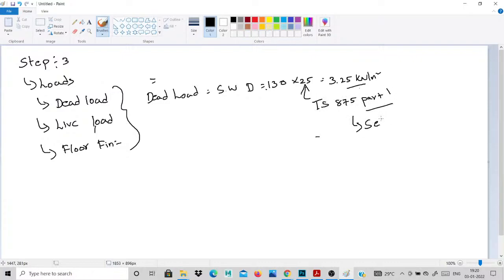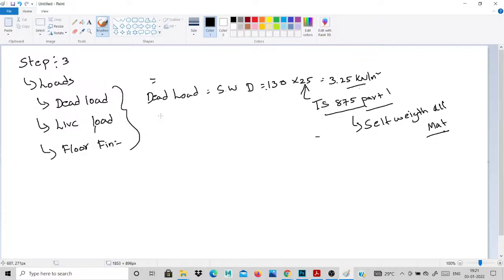This code book is for the self weight of all materials. Not only concrete, steel also. IS 875 part 1 is mainly the code book for self weight properties. All materials are available. You go for brick, RCC, PCC, glass, any material, you go for IS 875. It is all available on the internet also. It is free, easily downloaded and used.